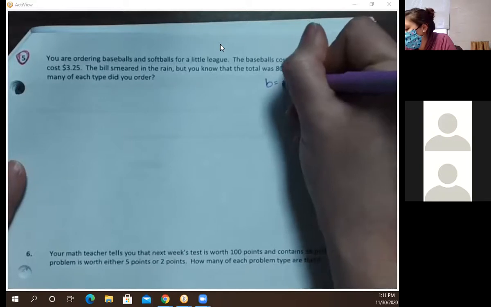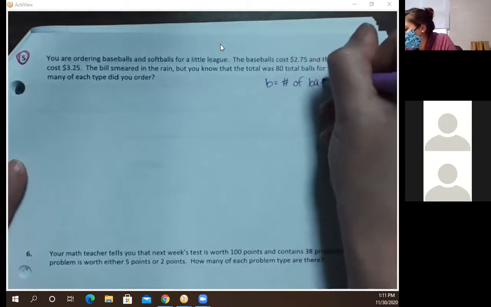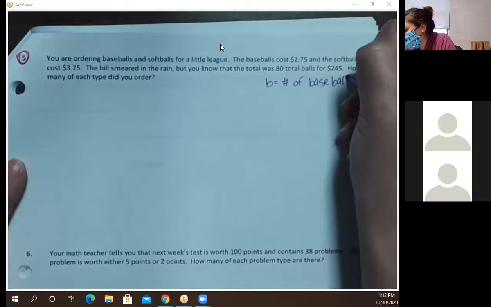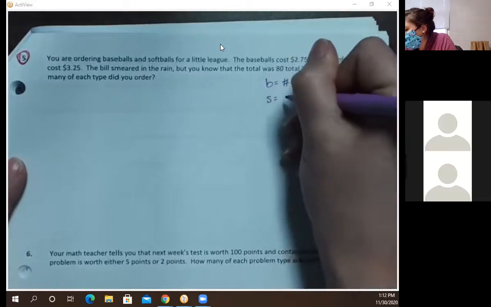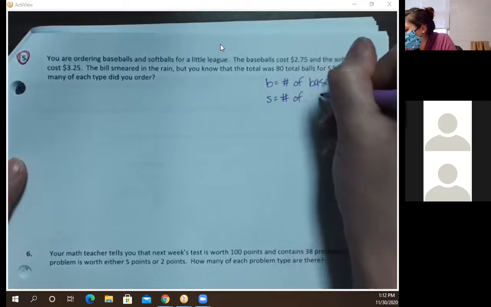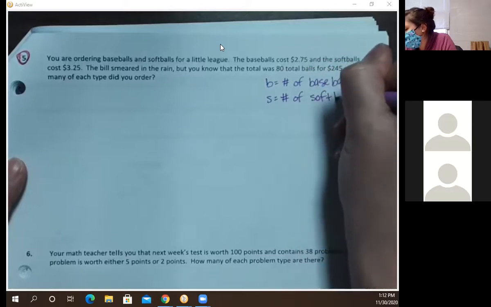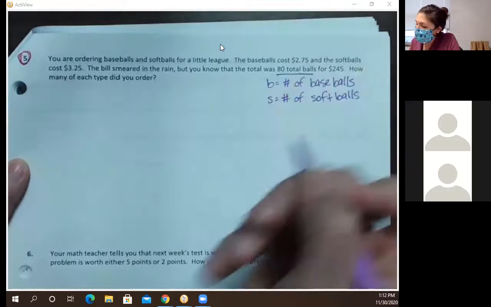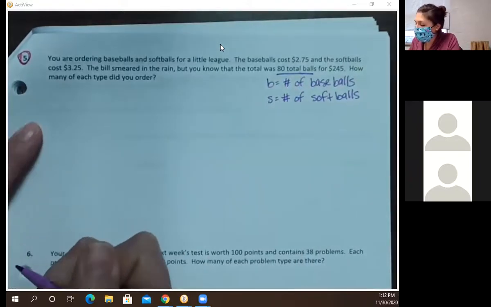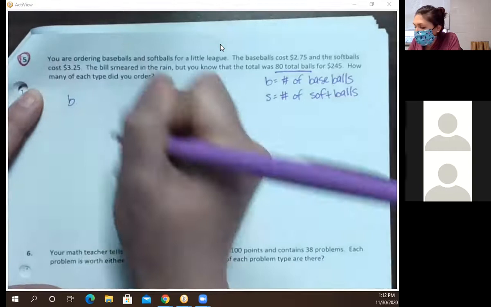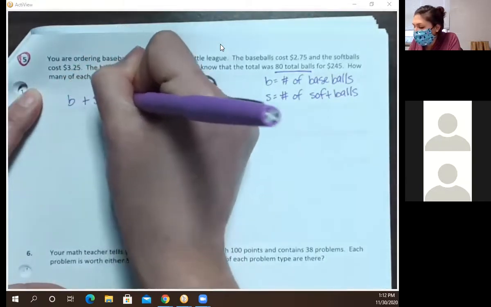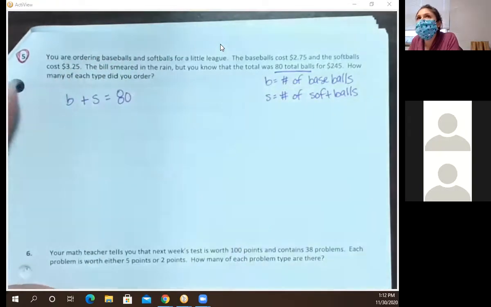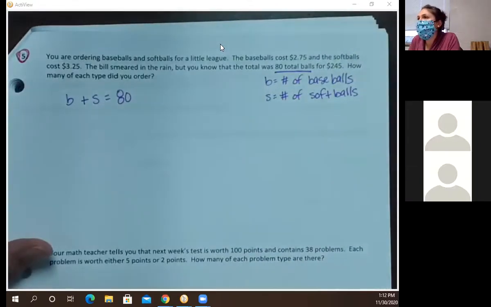So I'm going to let B stand for the number of baseballs that we ordered. And I'm going to let S stand for the number of softballs that we ordered. I know that I ordered 80 total balls. So however many baseballs plus however many softballs came out to be 80 total things. So there's my first equation.